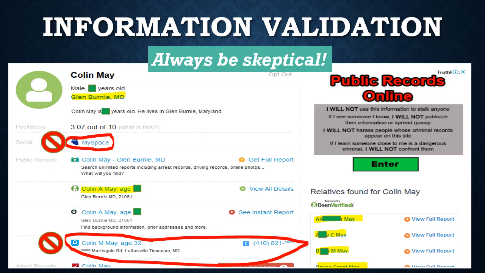The one at the bottom, you can see the age 32. I've never lived in Timonium, and I'm sad to say that I hardly ever visited. That's not a phone number I ever had. Curiously enough, the relative section is actually pretty accurate. Now, notice that those are sponsored by a website called Been Verified, which I do not recommend because they are a pay site. Again, the lesson here is always be skeptical. Some information may appear to be accurate, some is maybe sort of right, and then some is just plain wrong. So the key is always being careful.